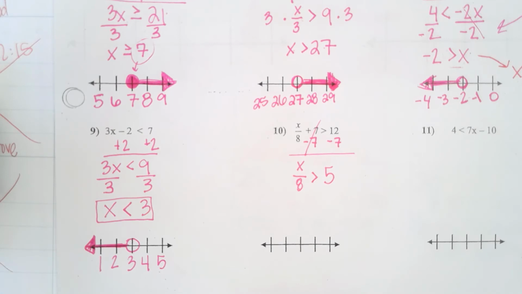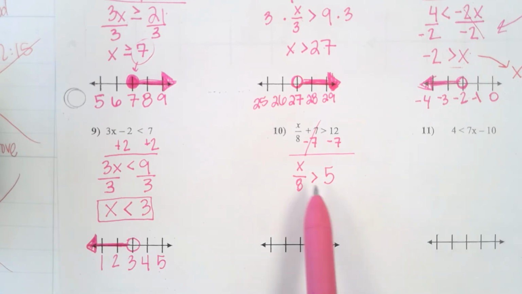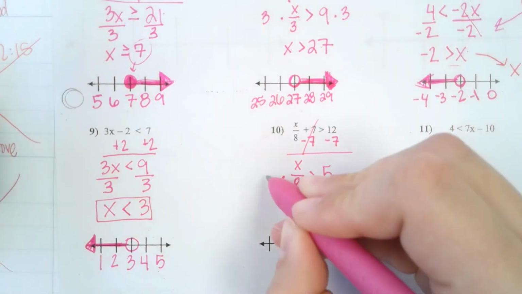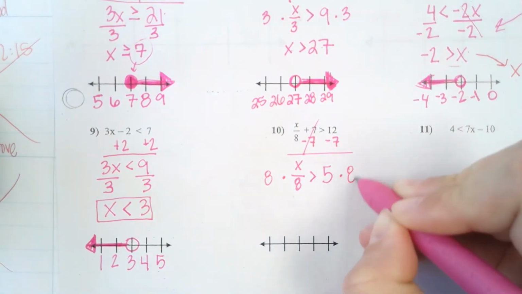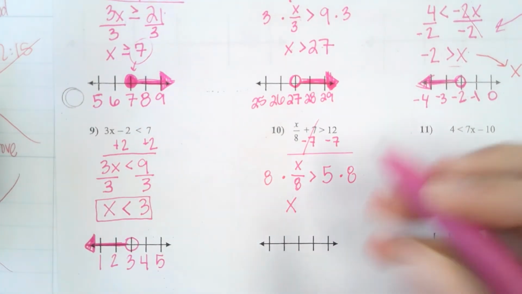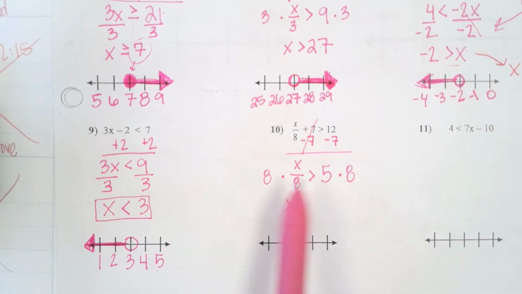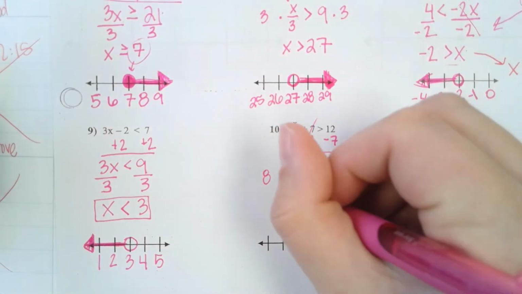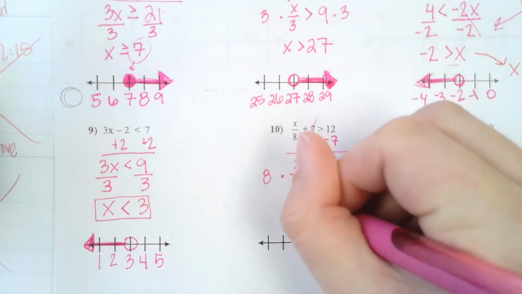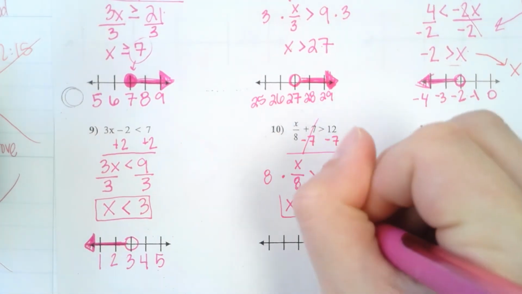And then my last step to get x by itself, right now the x and the 8 are dividing, so the opposite of dividing is multiplying. So I'm going to multiply by that 8 on both sides, and my answer is, I did not multiply by a negative, so I'm going to keep my same inequality sign. And then 5 times 8 is 40.